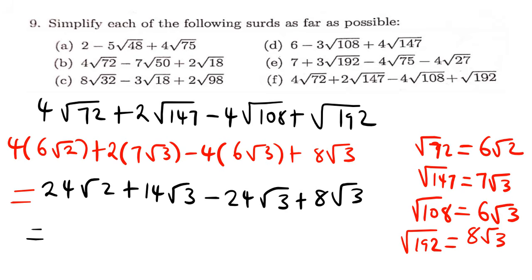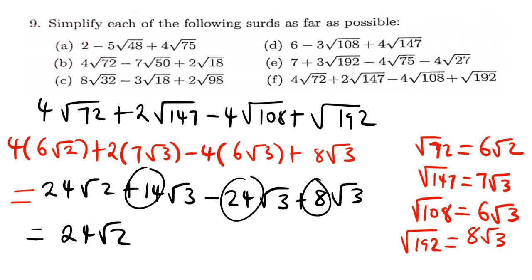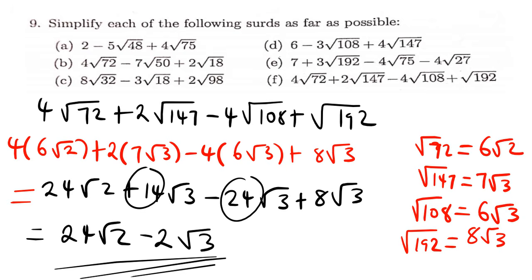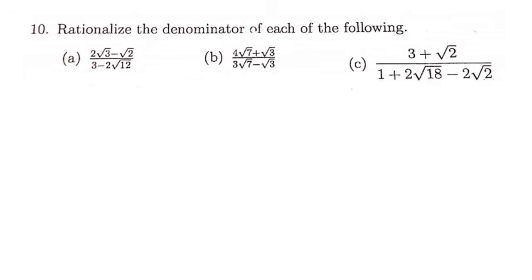So here what do we have? We're going to have 24 root 2. Then these other ones have got root 3, so you can simplify them. We've got 14 minus 24, that will give us negative 10. Yes, negative 10 plus 8 will give us minus 2. Then we've got root 3. So basically that is how you solve these questions on surds. Not very complicated. We come to question number 10.